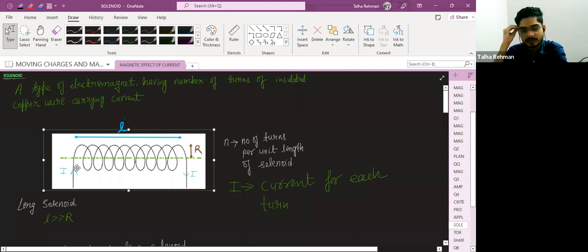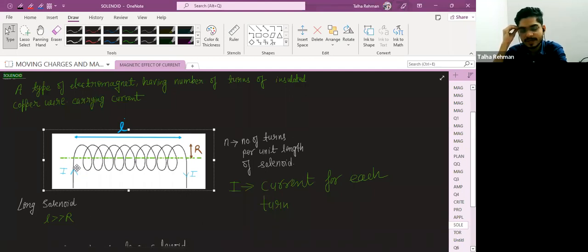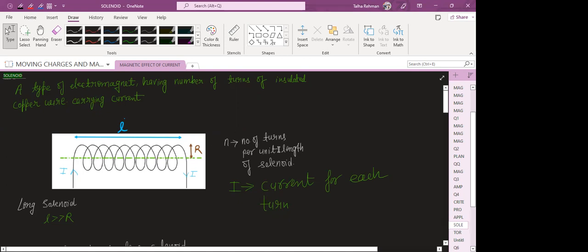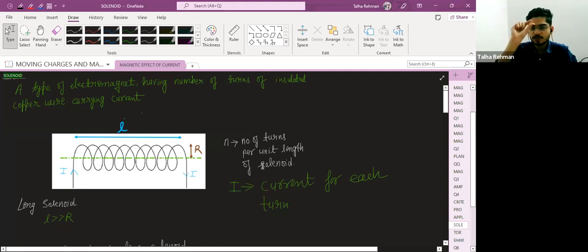I. So we know that a current carrying wire produces a magnetic field, so you can say this solenoid will behave as an electromagnet. A solenoid is a type of electromagnet having a number of turns of insulated copper wire carrying current. L is the length of the solenoid I have considered. Capital R is the radius of the solenoid. This is the axis of the solenoid. And small n is the number of turns per unit length of the solenoid, meaning in a unit length there are n turns, and I is the current in each turn.